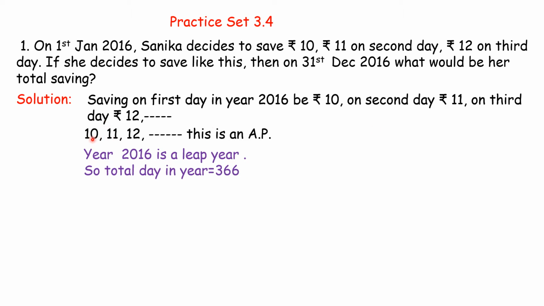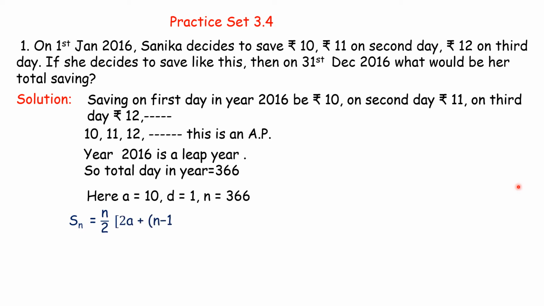Here, we know the value of a. The common difference is 1 and n is 366. Write down: here a is equal to 10, d is equal to 1 and n is equal to 366. Now, total saving means find the sum of the first n terms. That is, sum of n terms is equal to n upon 2 into square bracket 2a plus in small bracket n minus 1 bracket complete into d, complete the square bracket. Now substitute the values of a, n and d.